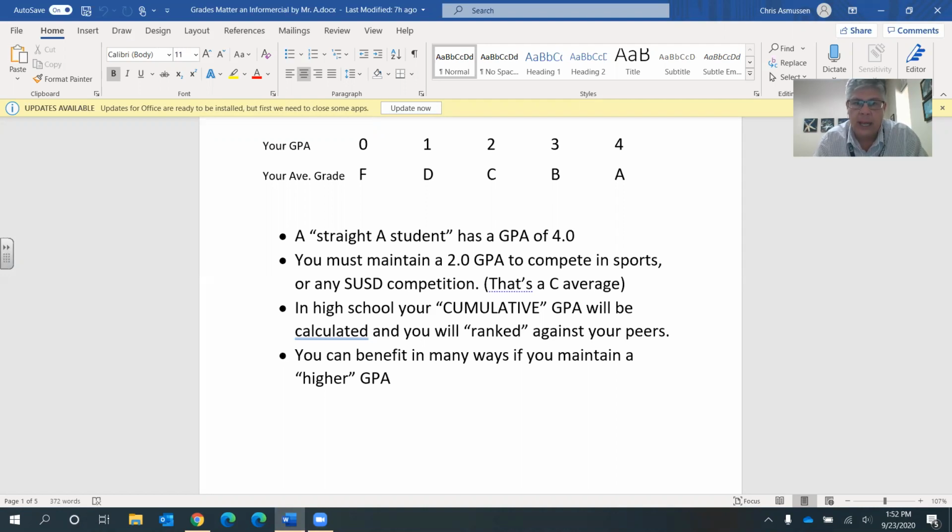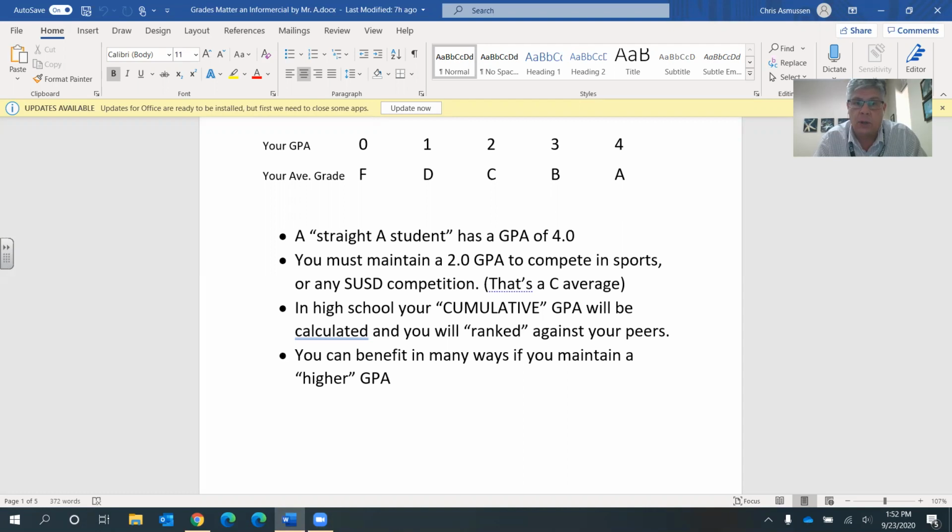What's important in how grades matter, especially in middle and high school, is that to compete in sports or in robotics or in the fine arts department and to be adjudicated in band, strings, or choir, you have to have a 2.0 grade point average or a C average to be allowed to compete in any type of competition. That's a Scottsdale Unified School District requirement.